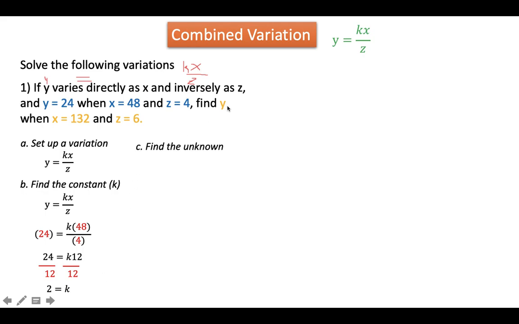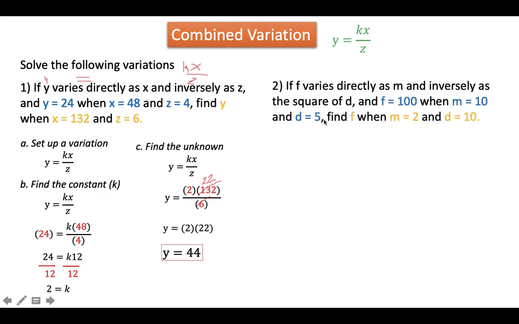Finally, we will find the unknown y, replacing the x and the z values with k equals 2. So using the same variation, replace the following values. Then 132 divided by 6, and that is 22. Then 2 times 22, that is 44.